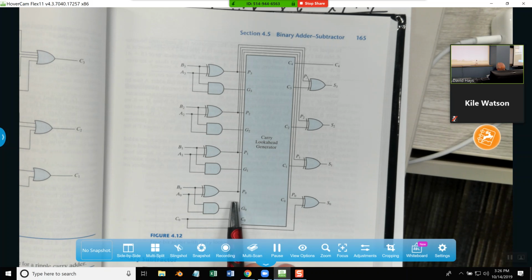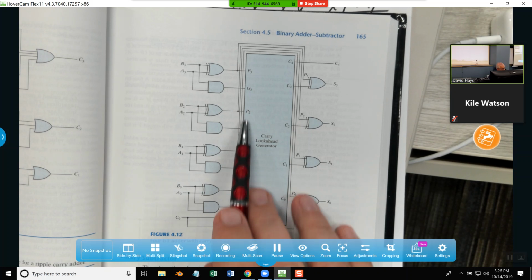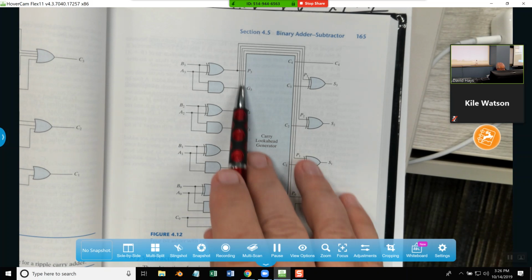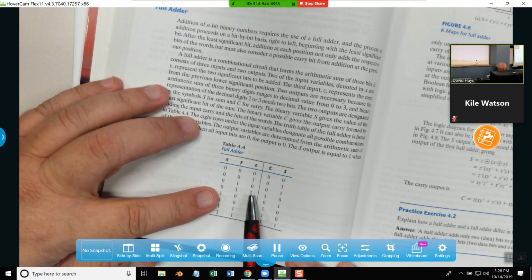0 plus 0 plus 0 is 0, carry the 0. 0 plus 0 plus 1 is 1, carry over 0. Same thing here. 0 plus 1 plus 1 is 2, so you put a 0, carry the 1. 1 plus 0 is 1, and carry a 0. 1 plus 0 plus 1 is 2, so we put a 0, carry the 1. Same thing here. And here, 1 plus 1 plus 1 is 3. So you put a 1, carry the 1.